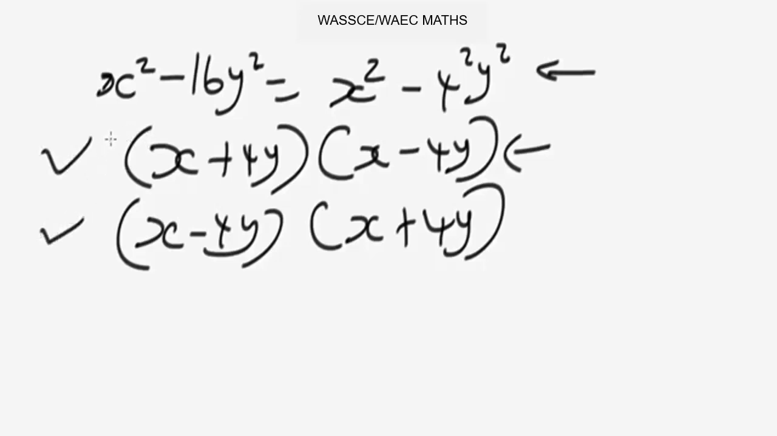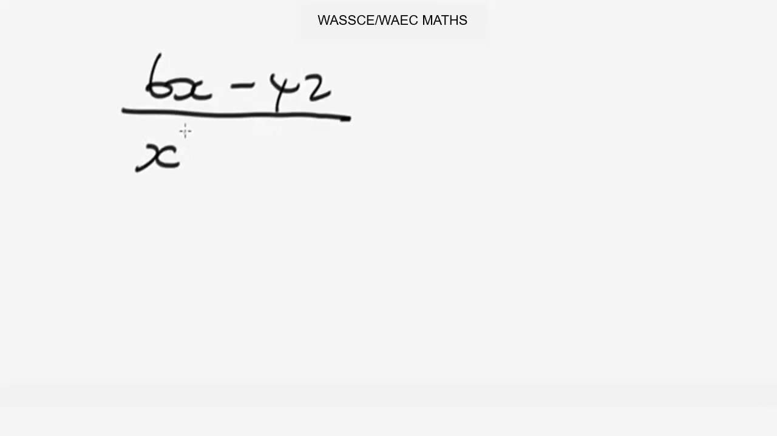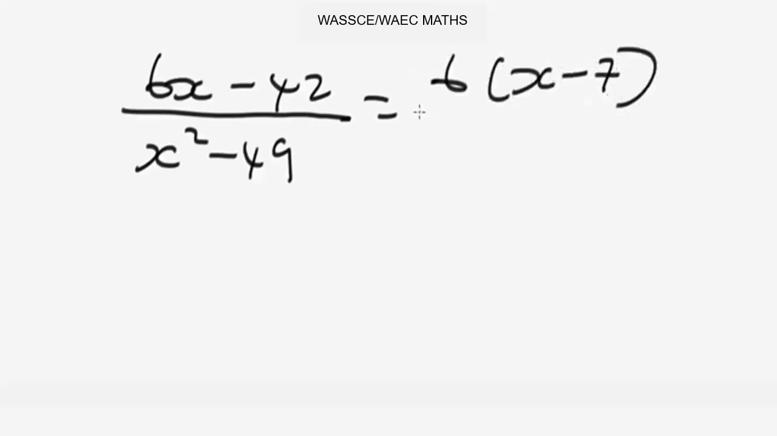Now let me give you one more example to practice, and after you can call it a class. Okay, now what if you are given this problem that you have to simplify? We have something like 6x minus 42 over x squared minus 49. Looking at this problem, you will see that for the denominator, you are going to apply the difference of two squares technique to it. So when you factorize what we have at the numerator, this is 6 in bracket x minus 7, all over.